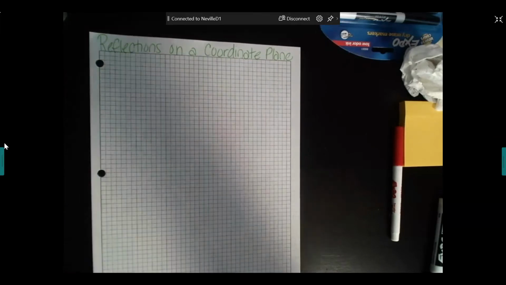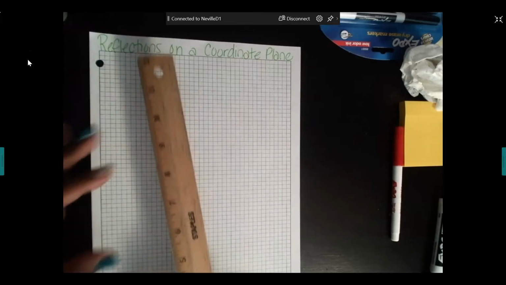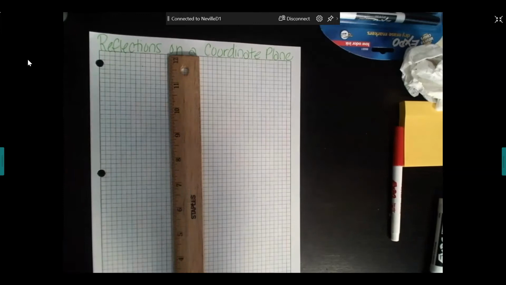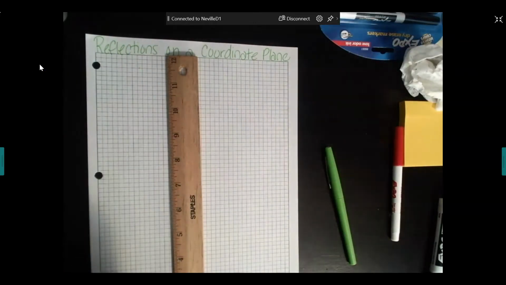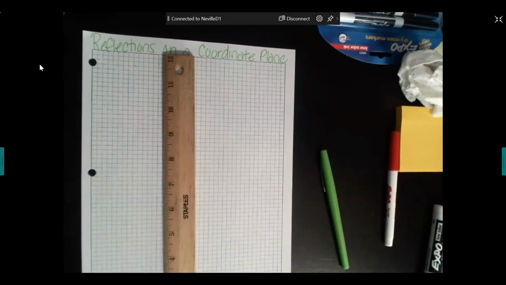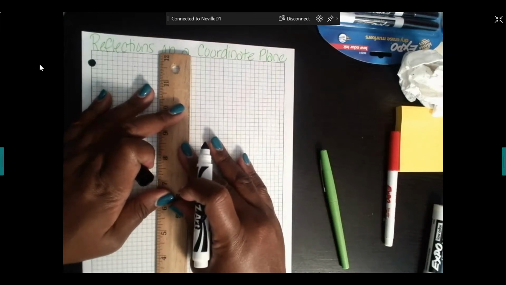I'm then going to take my ruler that should be at my desk. If you don't have a ruler at your desk, look around. There should be some either on the floor or near you. If not, come see Miss Neville. Look around, Miguel. There's one in front of him. All right, look around for a ruler.